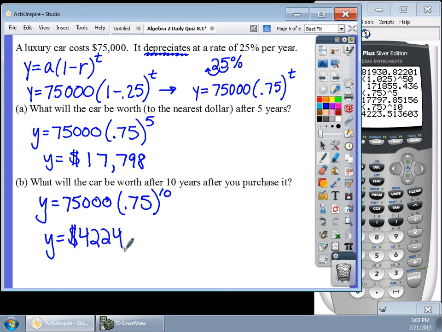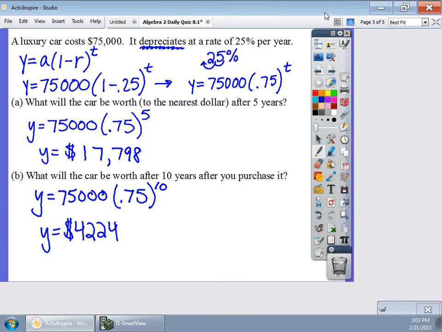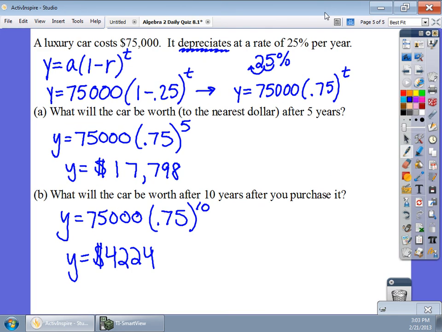Cars are not good investments. All right, so this is just 2 applications of both growth and decay. Make sure you read your word problems carefully to know, am I using the 1 plus or the 1 minus?